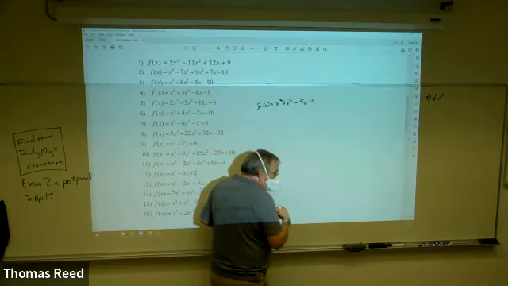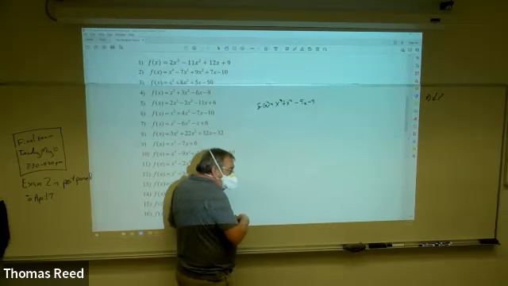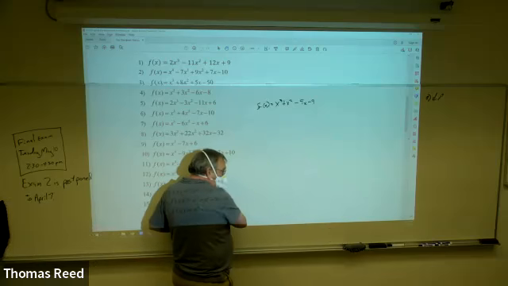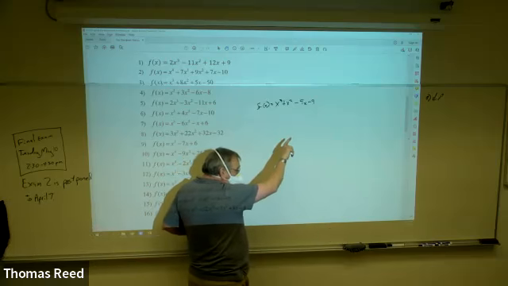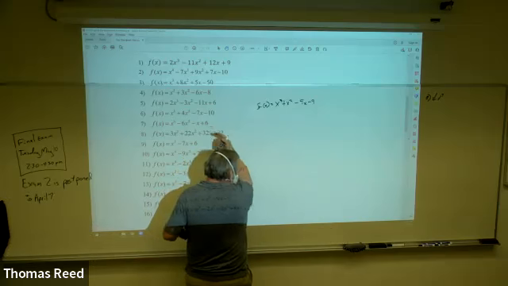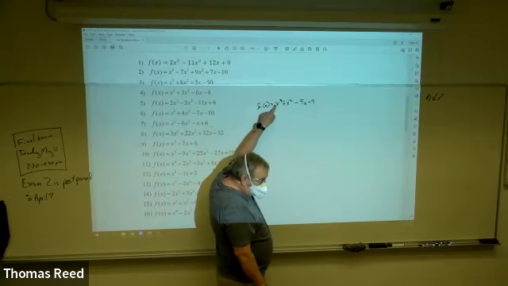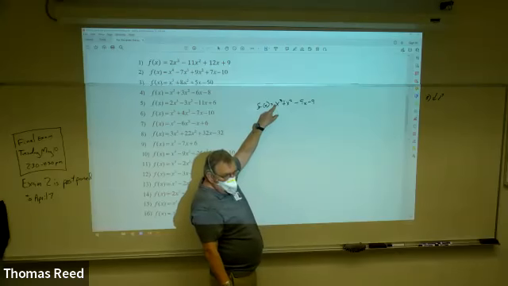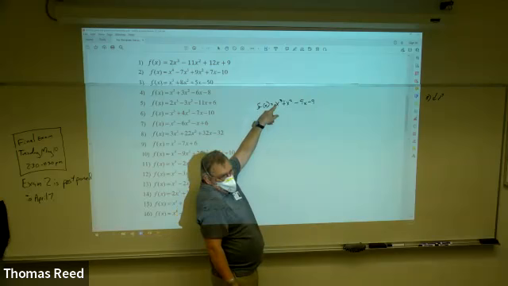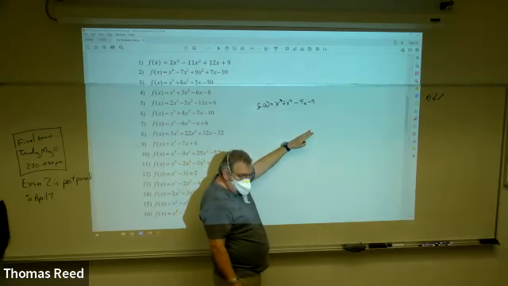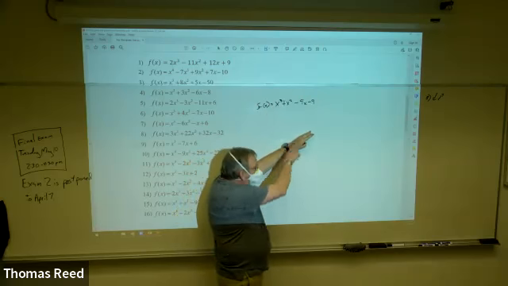For odd degree functions, think of a line. A line goes down and a line goes up, or a line goes up this way and down that way. If this was a line, is the slope negative or positive? Positive. The 1 is positive. So that means it goes down to the left, up to the right.